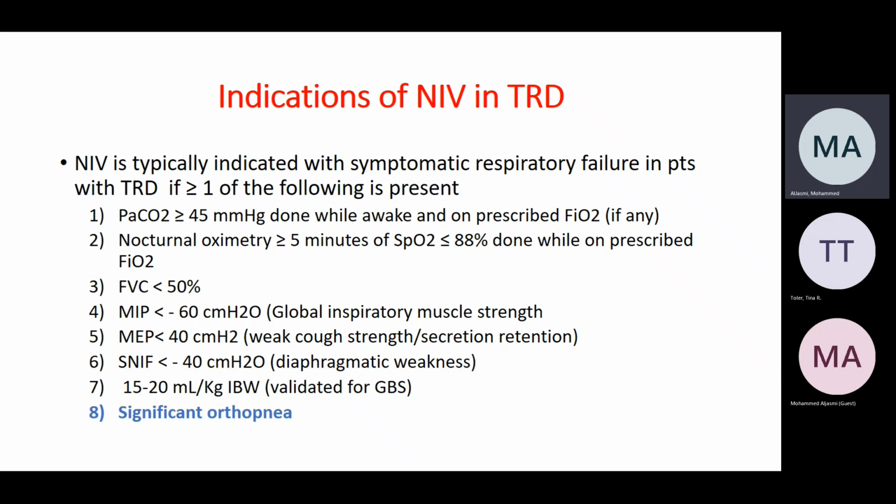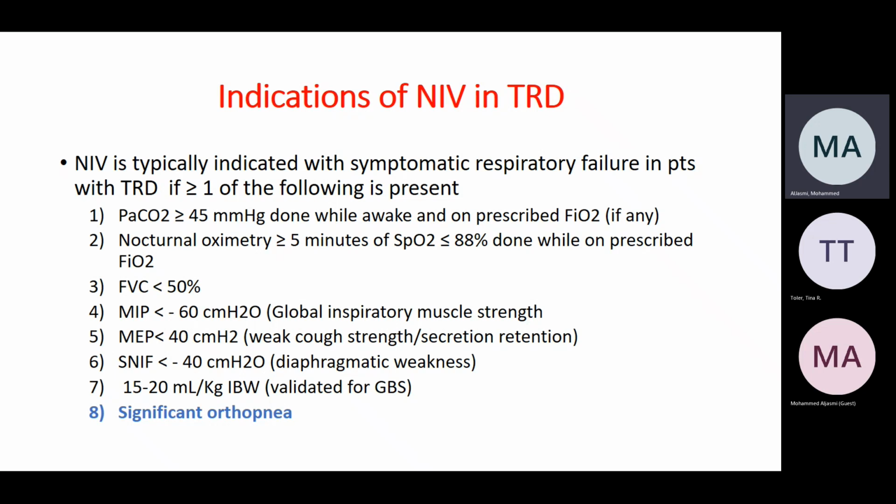But if you want to get some kind of sense about the inspiratory muscle group as a whole, then you order the MIP. Or if your vital capacity is less than 15 to 20 ml per kg ideal body weight. And by the way, that's validated only for GBS. It doesn't apply for the other neuromuscular disorders. And significant orthopnea, because these patients don't get orthopnea. Don't confuse someone with neuromuscular disease with heart failure, because this is a very significant symptom. Patients who have orthopnea and neuromuscular disorders are at more risk of having respiratory failure and requiring intubation.